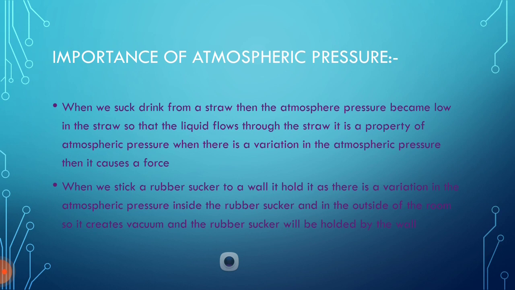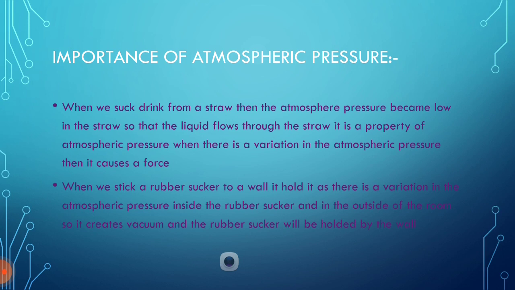Importance of atmospheric pressure. As I said, the property of atmospheric pressure is its variations. When there is a variation, it will cause a movement or a force. Here is how atmospheric pressure is useful in our daily life. When we suck a drink from a straw, the atmospheric pressure becomes low in the straw, so the liquid flows through the straw. It is a property of atmospheric pressure that when there is a variation, it causes a force.